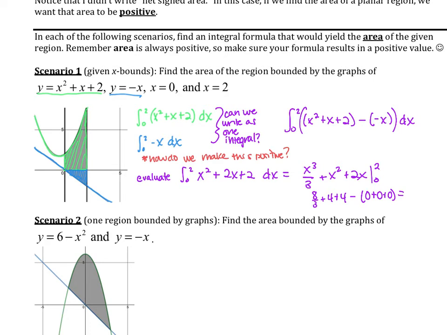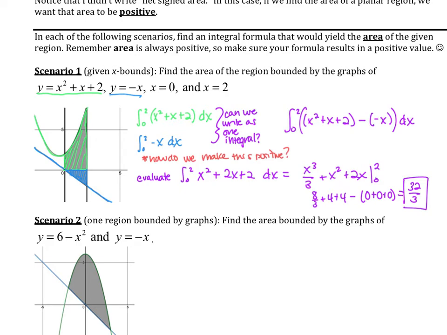Oh my goodness, we don't either. We get 8/3 plus 8. So we'd get 8/3 plus 24/3, which is going to give me a total of 32/3 would be my area bound by those two graphs and those two x values. Okay, well, let's look at another one.